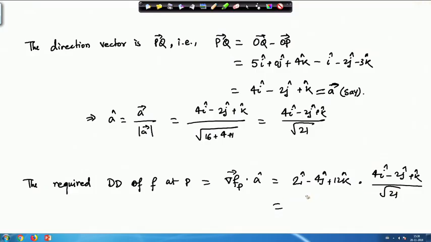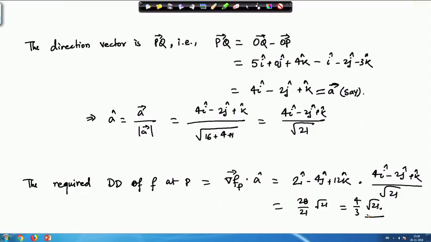Here you just have to take the dot product and ultimately we will be able to obtain 28 by 21 times square root of 21. So, this is ultimately 4 by 3 square root of 21. That is the required directional derivative of the function f in the direction of p to q.